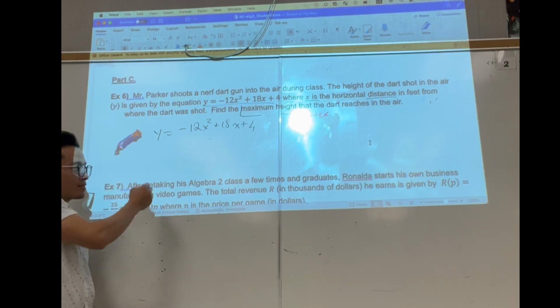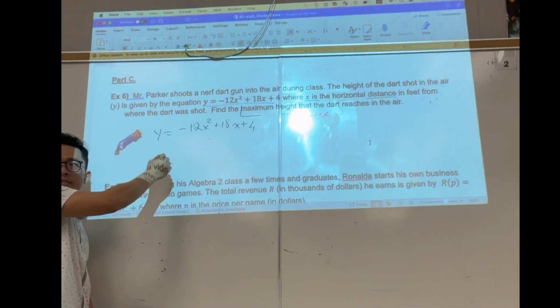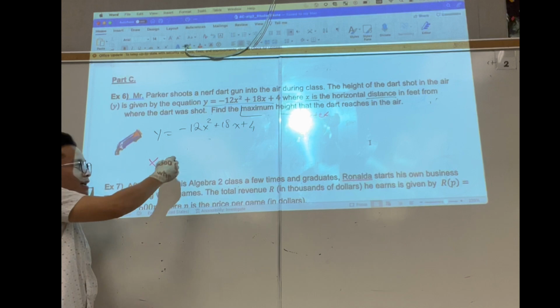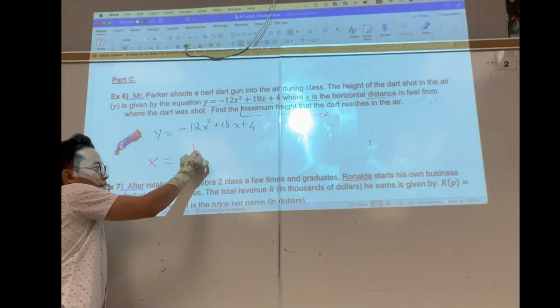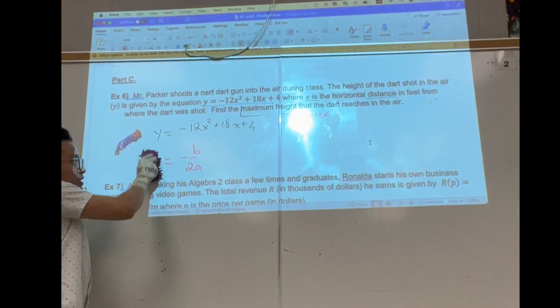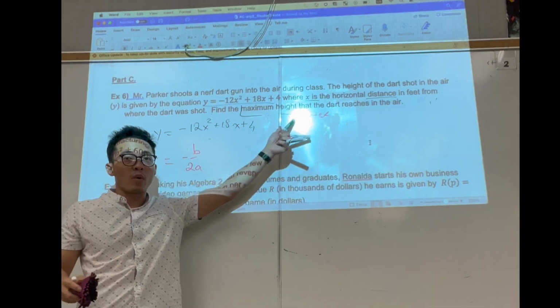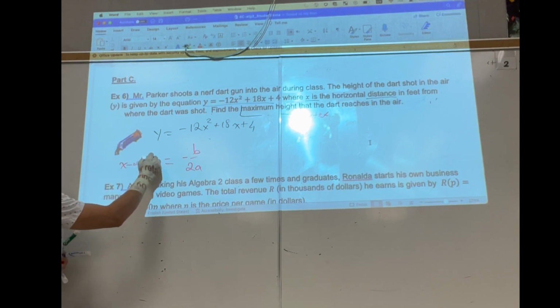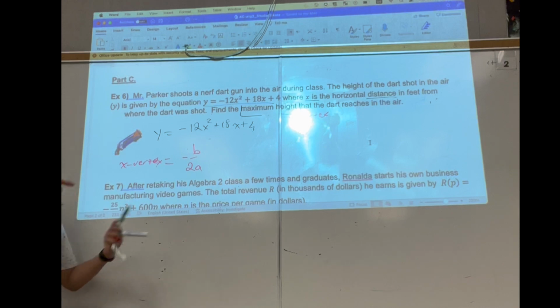Negative. No one, right? How do you find the x vertex? Yeah, x vertex is x. If you want to find y vertex, you need to get the x vertex first because it is standard form, right? So this is x vertex: negative b over 2a.